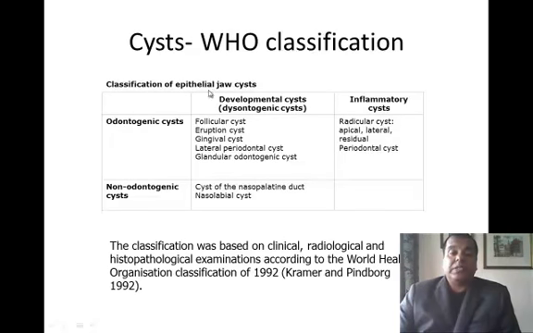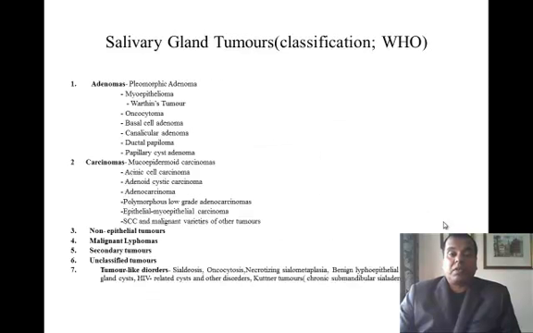So the classification of epithelial cysts, again, the WHO looks at developmental cysts and inflammatory cysts, as mentioned before. And this is just another way of presenting that information. And the classification was based on clinical, radiological and histological examination according to the WHO classification in 1992, Kramer and Pindborg in 92.